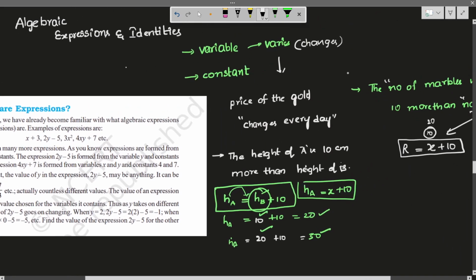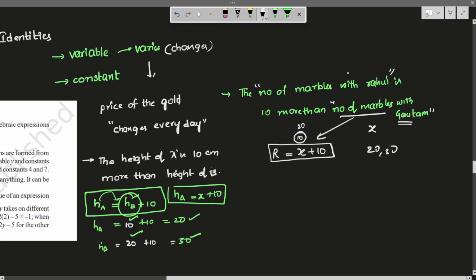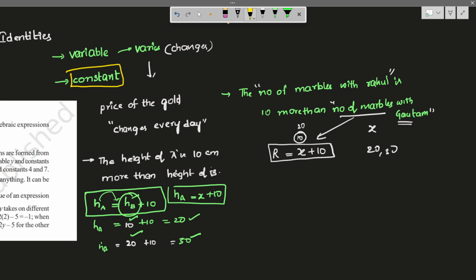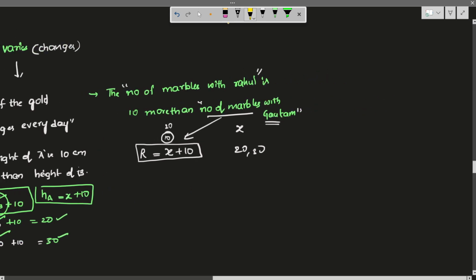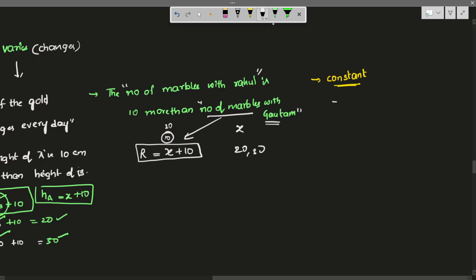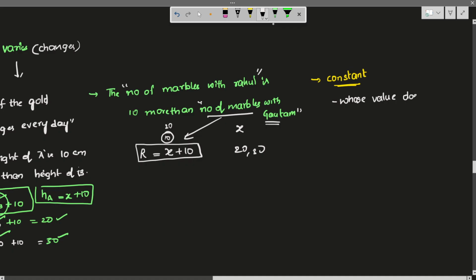Now what is a constant? A constant is something whose value does not change. So I'll write here: a constant is something whose value does not change. The value is always fixed.